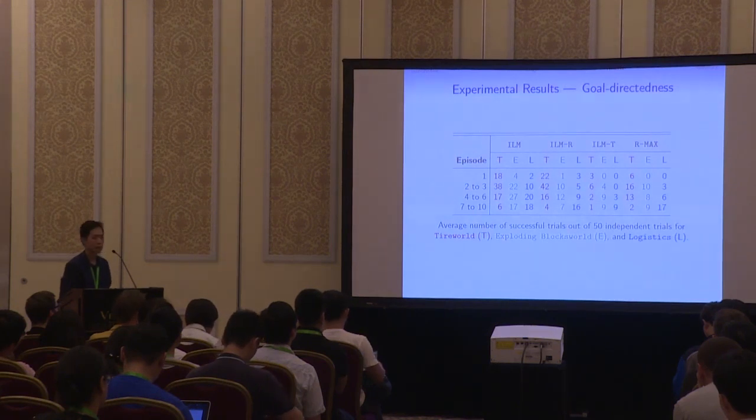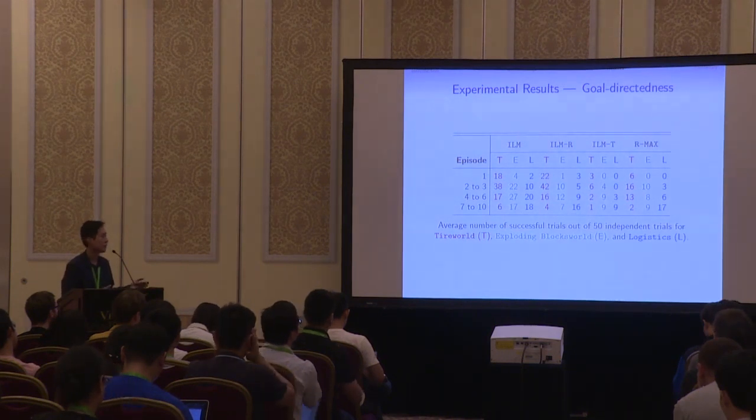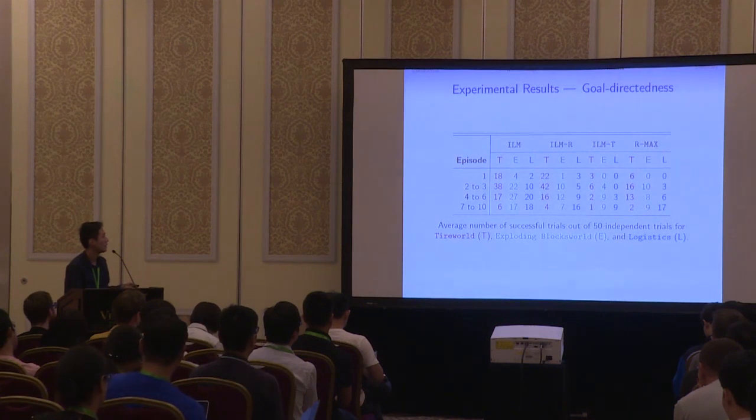Another metric that we evaluate our performance by is goal directedness, which is defined as the number of trials in which the goal state is reached. Why is this important? Sometimes we do not need to learn the entire model to reach the goal, we just need to learn the relevant parts of the model. So this is a different metric as compared to correctness. You can see that IRM, again, outperforms RMAX for the 3 domains here.